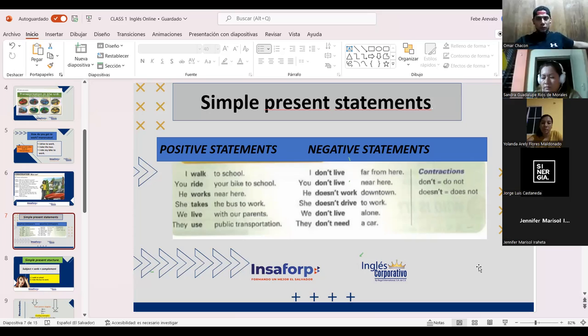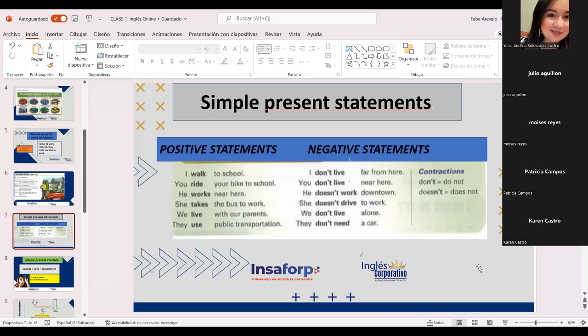Now, voy a pedirle a Moisés Reyes, please. Usted va a hacer positive statements. Patricia Campos, usted va a hacer negative statements. Moisés, usted lee la primera oración, Patricia lee la primera oración de negativo. Después usted lee la segunda y Patricia lo sigue con la negativa. ¿Ok? Action.